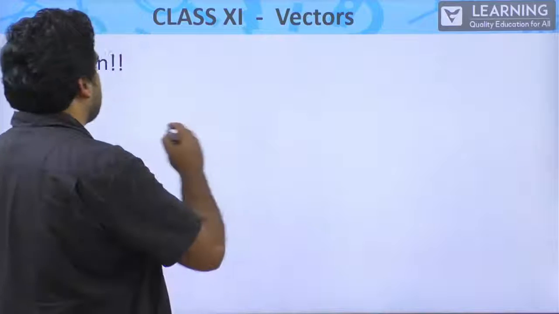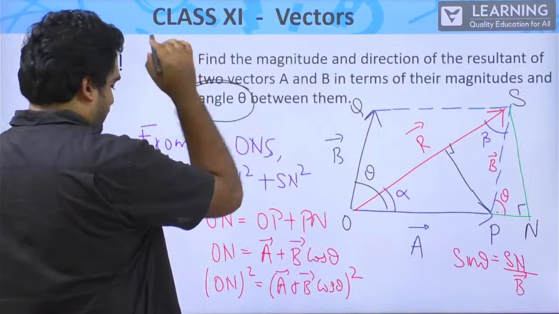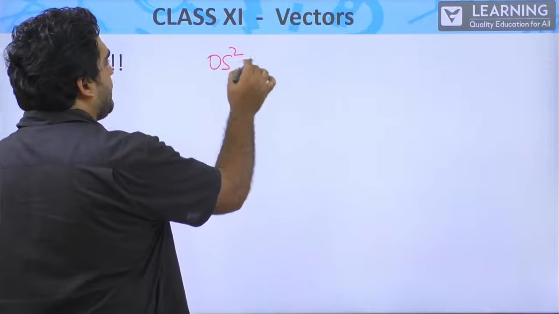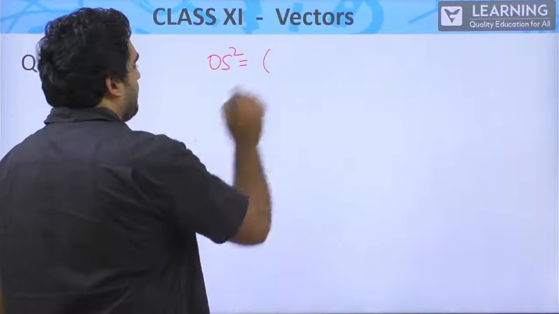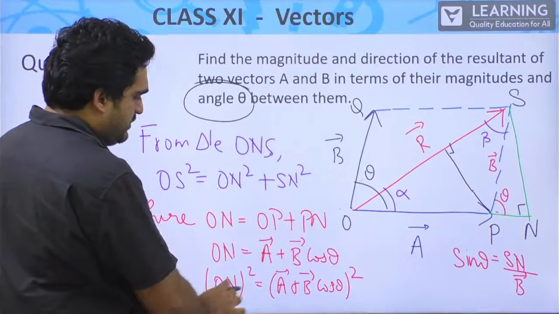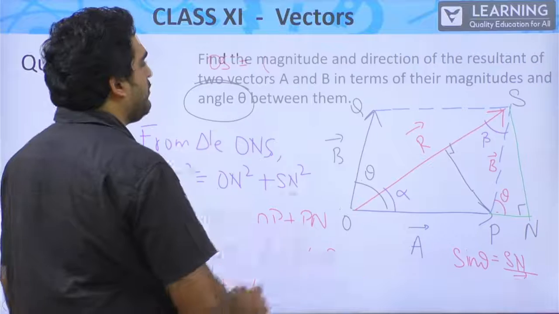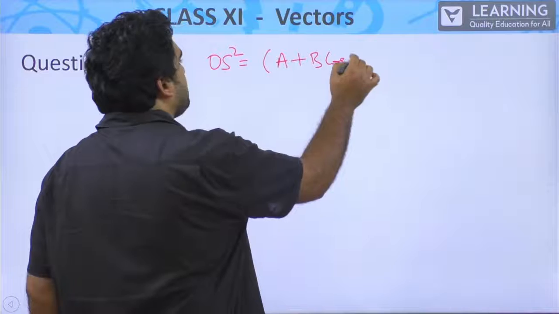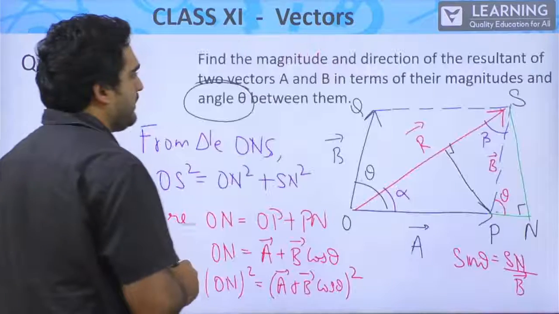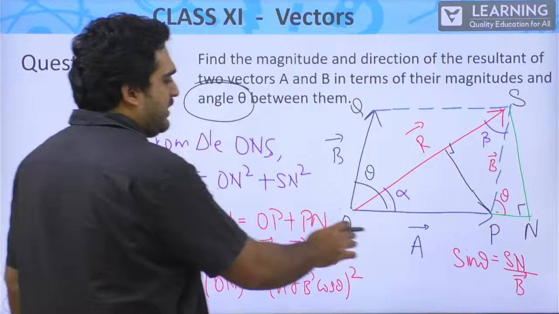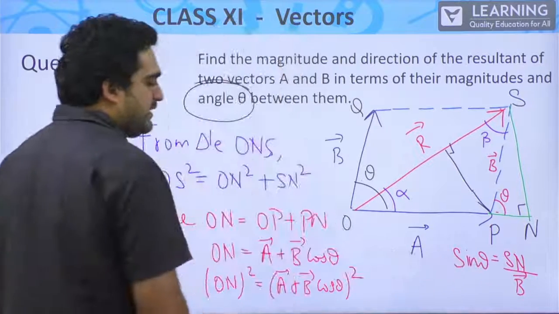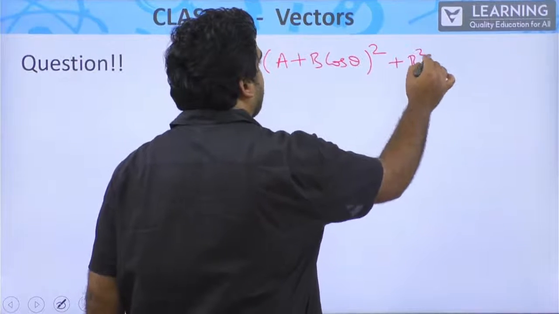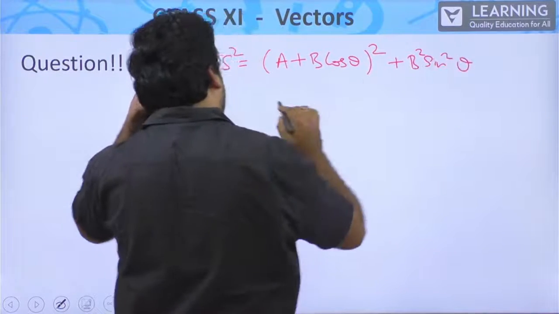So let's make note of this on the next page, where OS square is equal to ON square, which is A plus B cos theta the whole square. Next, SN square: SN is B sine theta, so SN square will be B square sine square theta. Okay.